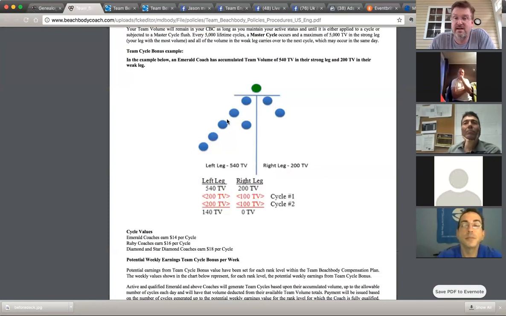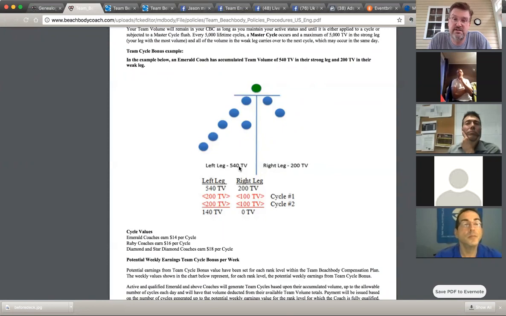Okay, on your outside leg, your upline and you will be placing coaches, okay? So in this example here, there is 540 team volume points on your left. Remember I talked about personal volume, PV points? PV points is what you buy and what your customers buy. That's PV, personal volume. Now, TV is team volume. So that's what your coaches and any coaches placed below you and their customers buy, okay?